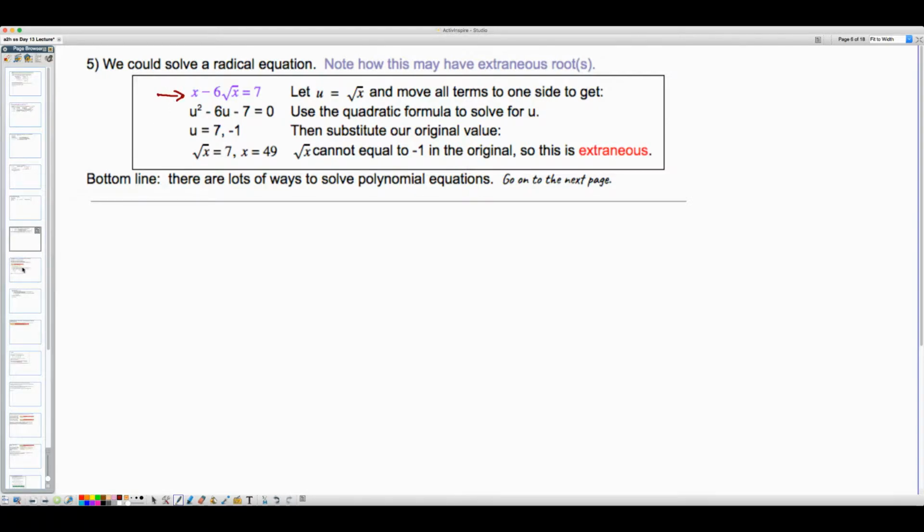So bottom line is there's a lot of ways to solve the polynomial equations, and substituting using quadratics, making it into a quadratic and then solving the quadratic is the first thing that you might want to look for if you were going to solve for the solutions of a polynomial.